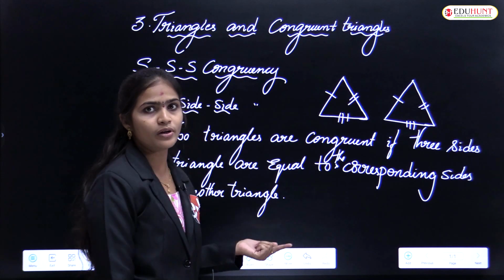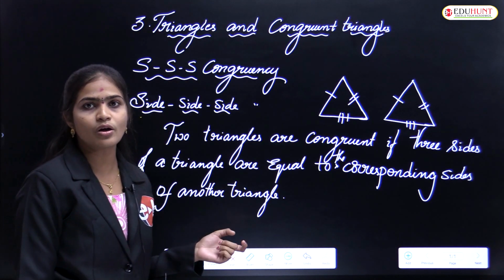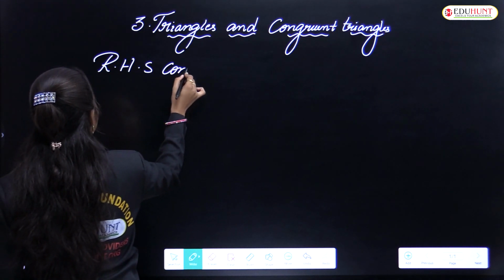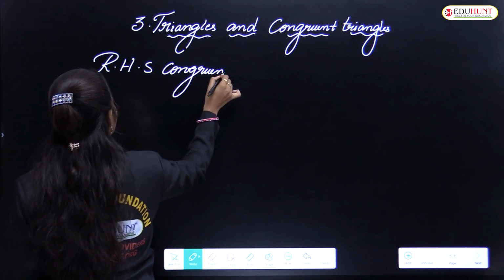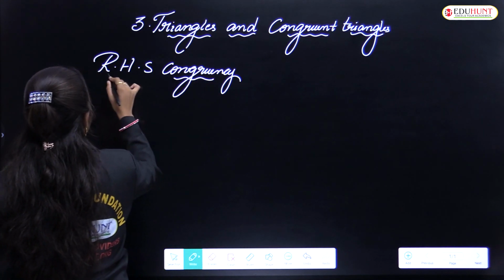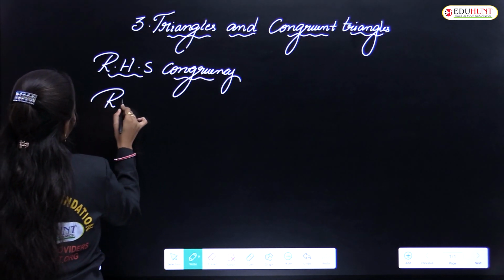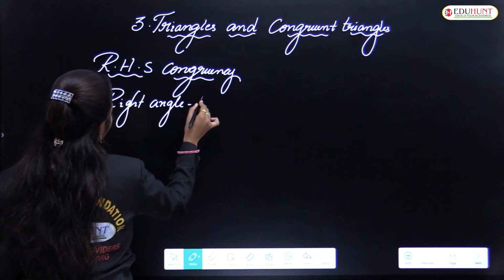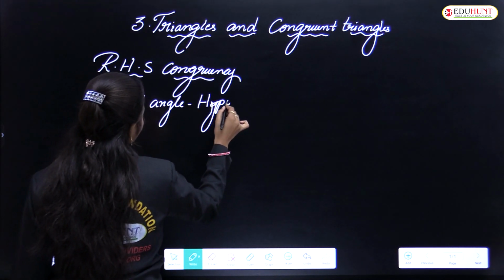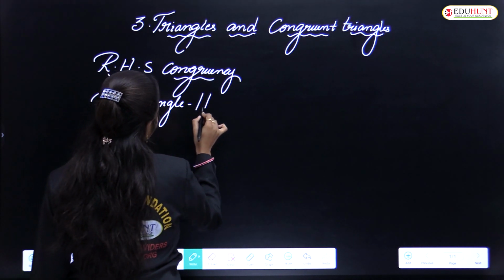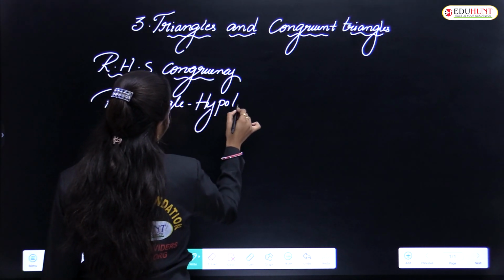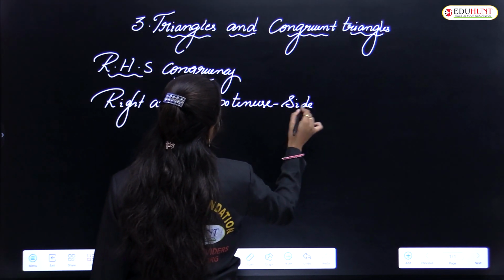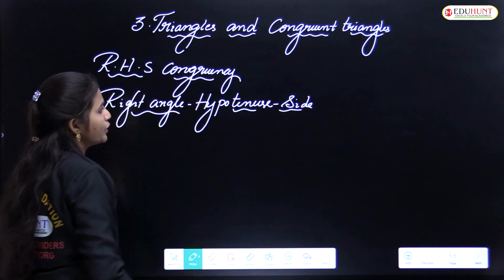So we have one more axiom, that is RHS congruency. Okay, RHS congruency. So here RHS means right angle, hypotenuse, side. Okay, right angle, hypotenuse, side.